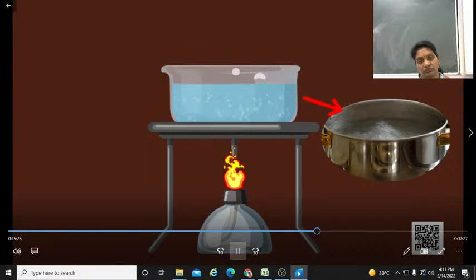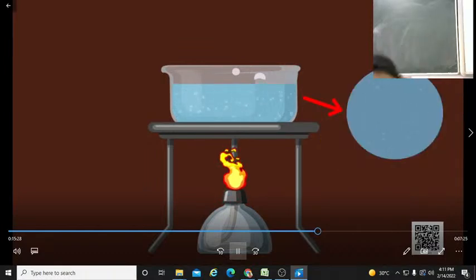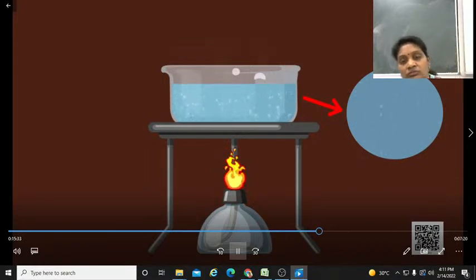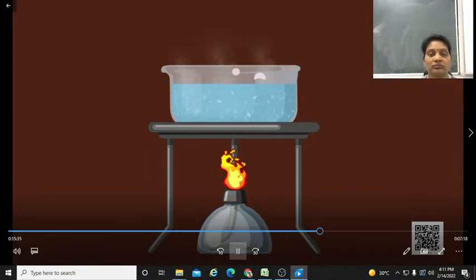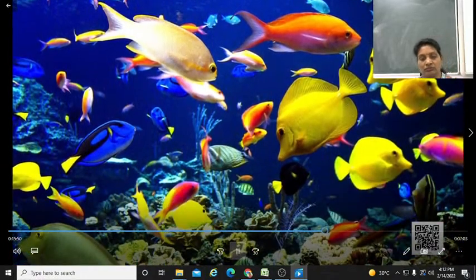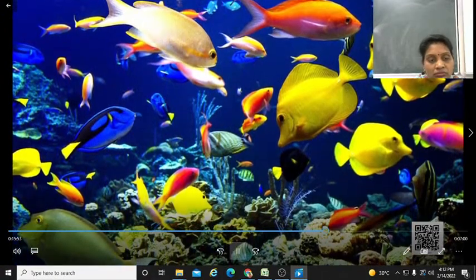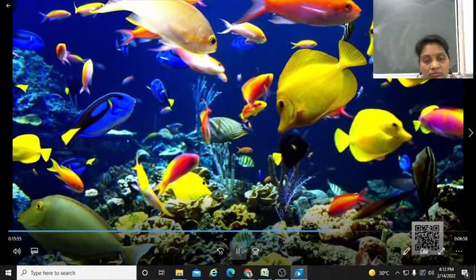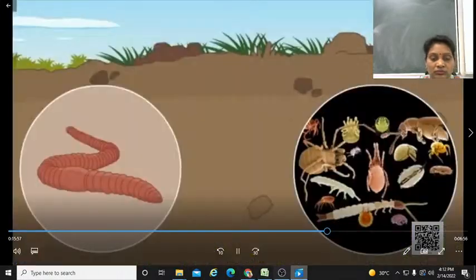These bubbles come from the air dissolved in water. When we heat the water, the air dissolved in it escapes in the form of bubbles. And if we continue to heat this water, it will change into water vapors on boiling. We know that the organisms living in water use the dissolved oxygen in water for breathing.